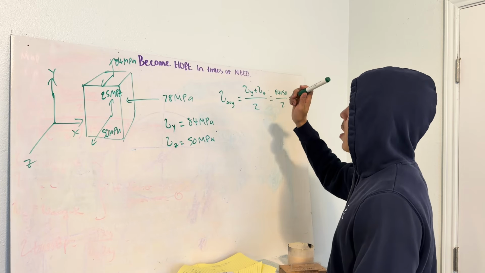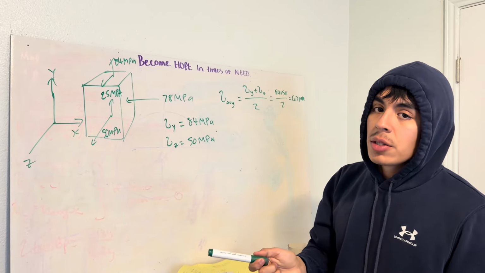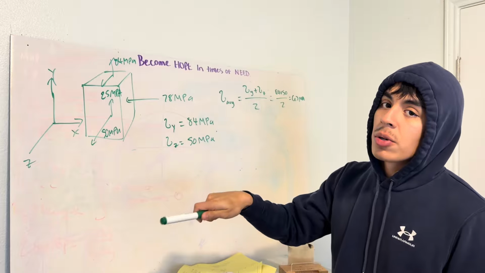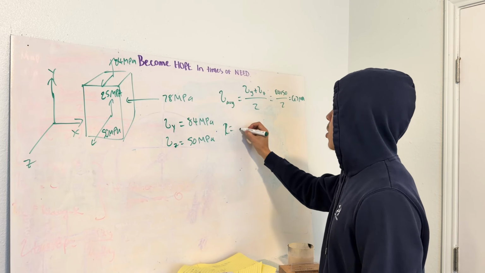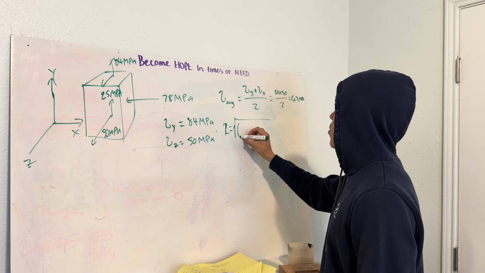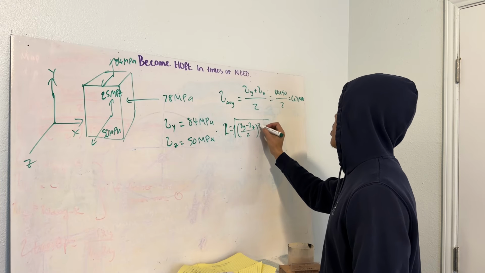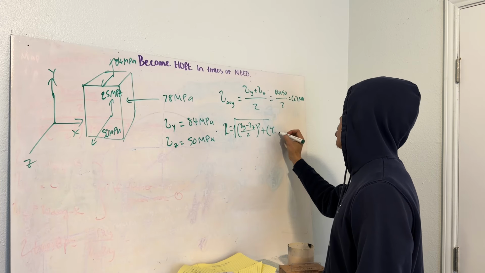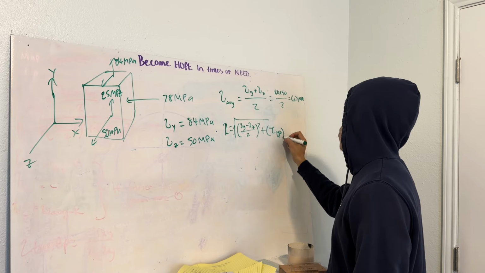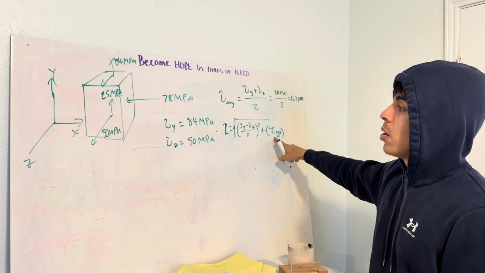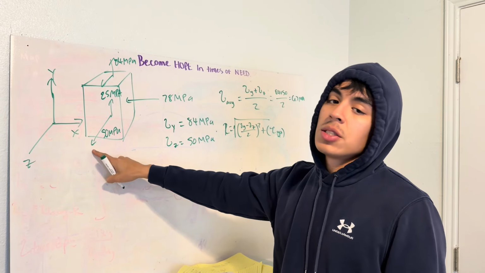So now that we have our average stress, now we have to calculate the radius whenever we construct our Mohr circle. So in order to do this, the formula is the square root of your stress Y minus stress Z divided by 2 squared plus your shear stress along the X or YZ direction. So where do we get this right here? Well, we have a force that's acting in the Y. We have a force that's acting in the Z.